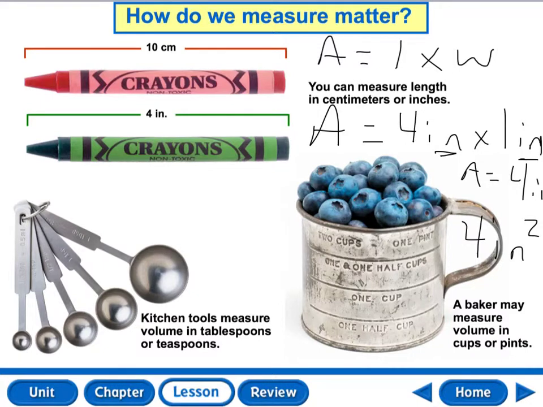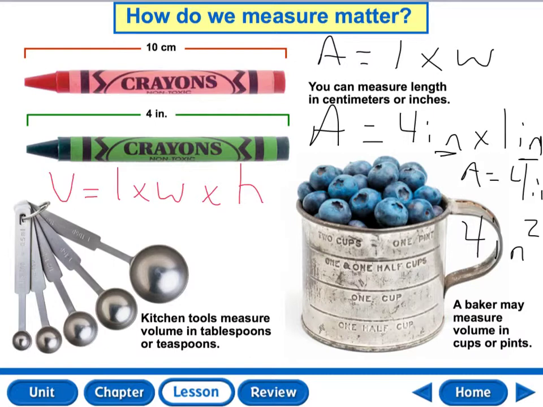How do we find volume? We talked about volume in the last lesson. Volume is the amount of space in the object. To find volume of a rectangular solid, we do something similar to what we just did. We do volume equals length times width times height. So you add in an extra step.